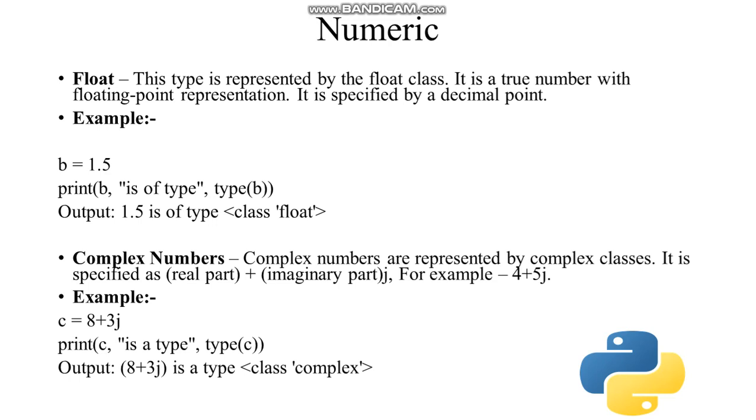Next numeric data type is complex number. Complex numbers are represented by complex classes. It is specified as real part plus imaginary part. For example, 4 plus 5j. Example: I am taking a variable c equals 8 plus 3j. I am printing the type of c and it is going to give me class complex.